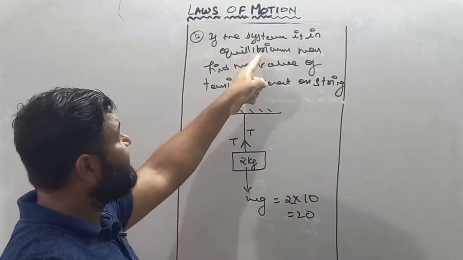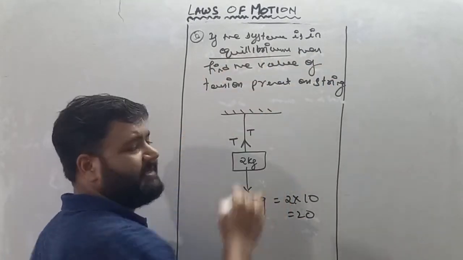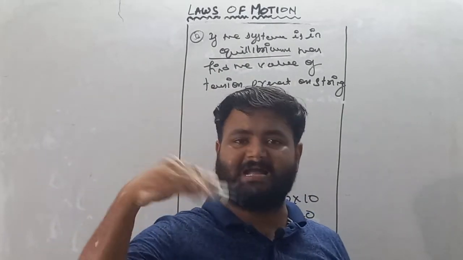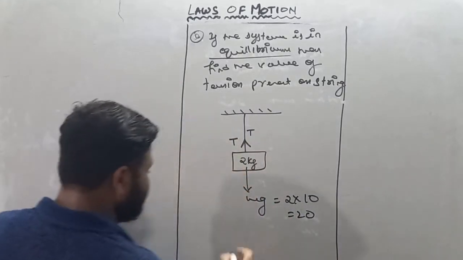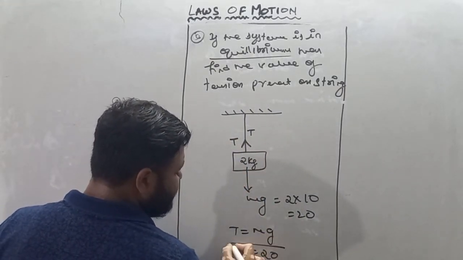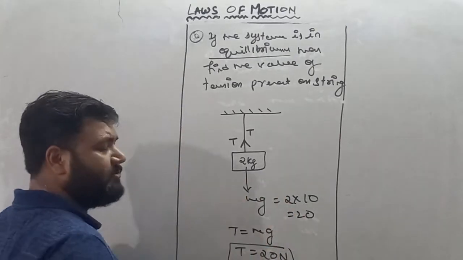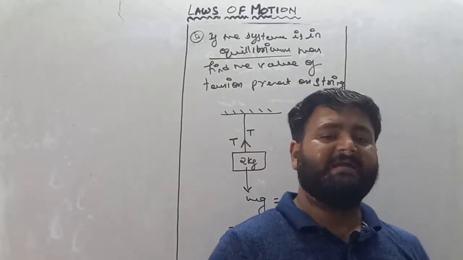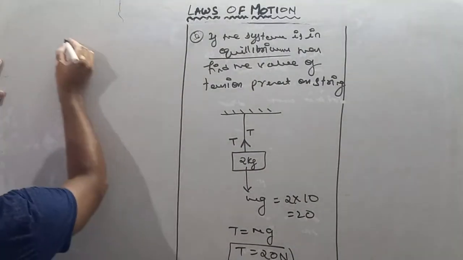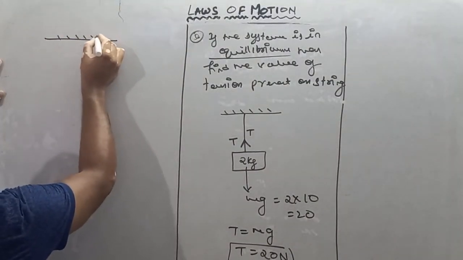They are saying the system is in equilibrium. System in equilibrium means opposite forces are equal in magnitude. So T must be equal to mg. If T equals mg, then the value of T is 20, and tension is a force, so its SI unit is Newton. It's as simple as this. Moving forward, my dear student, write down the next question.